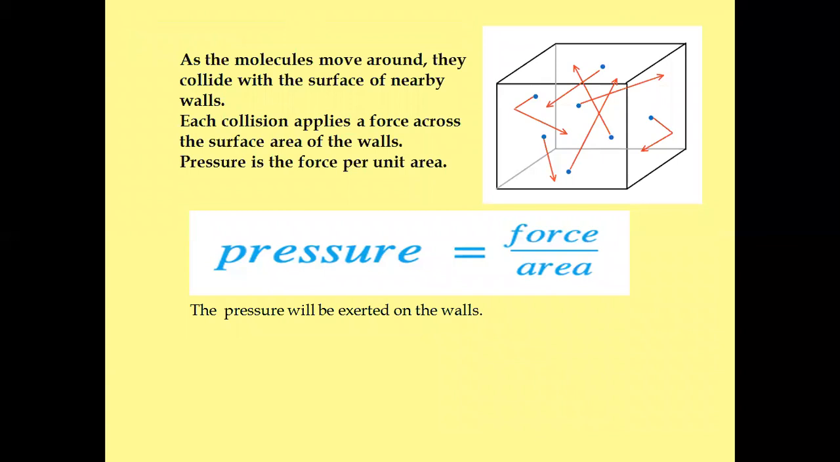As the molecules move around, they collide with the surface of the walls. Each collision applies a force across the surface area of the walls. Pressure is the force per unit of area, so pressure equals force over area. The pressure will be exerted on the walls.